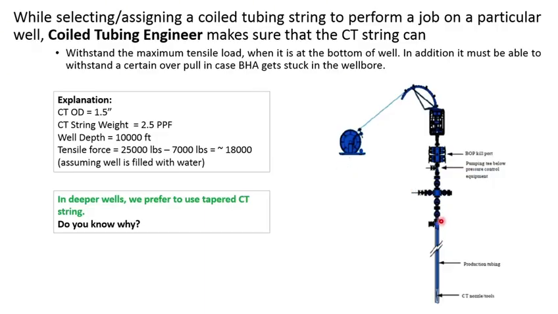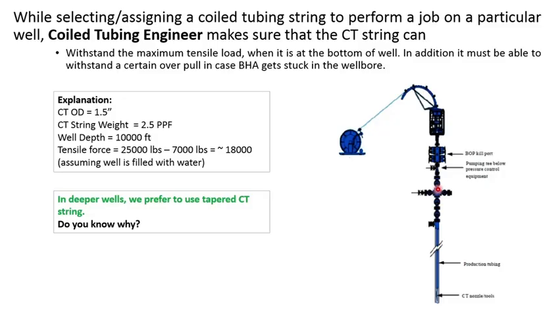Here we have a well with 10,000 feet depth. So let's say we run 1.5 inch coil in this well. When this coil is at the bottom of the wellbore, its weight at the surface will be approximately 18,000 pounds, assuming that the well is filled with water. So this string must be able to withstand 18,000 pounds at the surface, because at the surface 18,000 pounds will be acting.